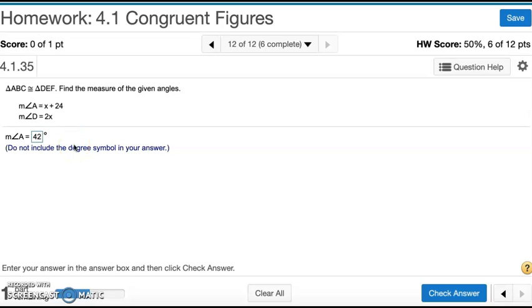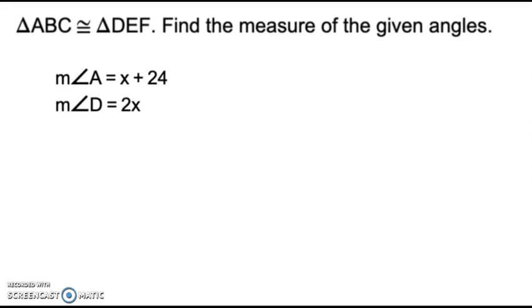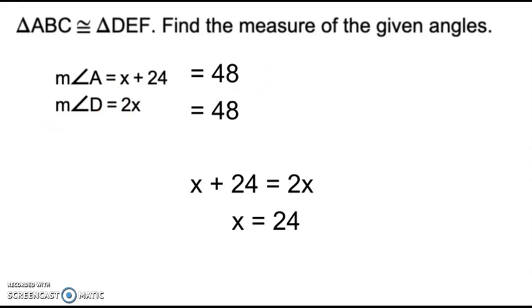Number 12, triangle ABC is congruent to triangle DEF. Find the measure of the given angles. So the measures of angle A and angle D are going to be congruent to each other because if the triangles are congruent and they're in the same position here, they correspond with each other. So setting them equal to each other, we then subtract x from both sides, we get x is 24, then we substitute it back in to find the measures. 24 plus 24 is 48, 2 times 24 is 48.